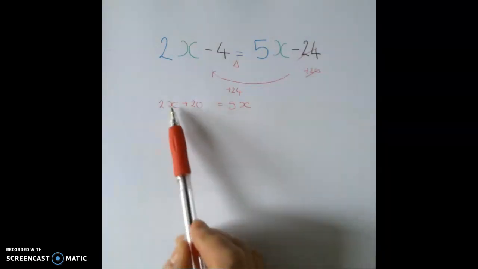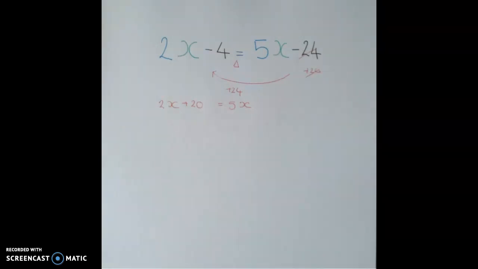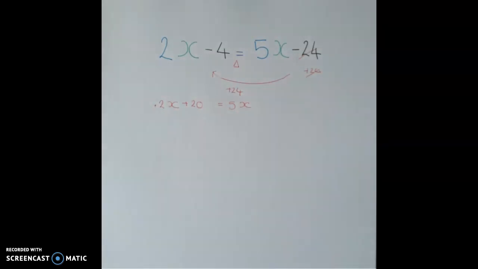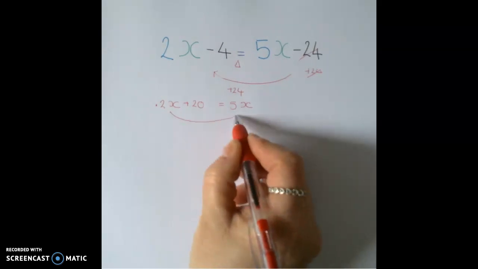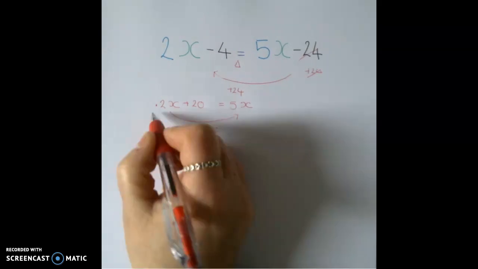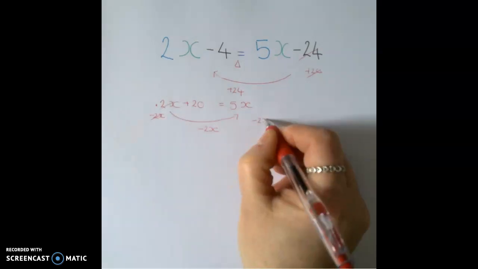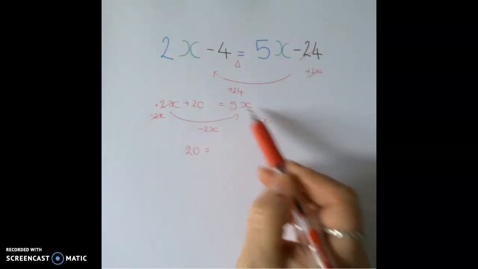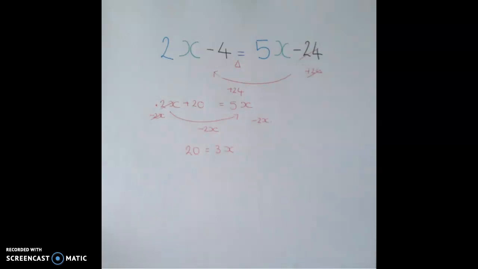So how am I going to move this 2x across to this side? Well, if you think about it, there's an imaginary little positive sign in front of there that isn't written, it's just implied. It's a positive 2x. So to move that, I have to do the inverse. So to move that over to this side, I have to take away 2x. So take away 2x from this side, and we take away 2x from this side. So now I'm left with 20 equals 5x minus 2x, which equals 3x.